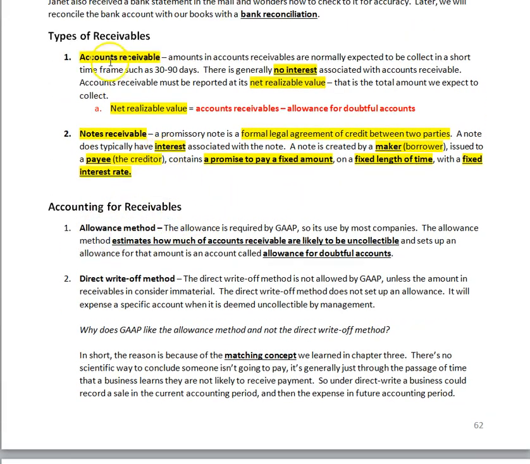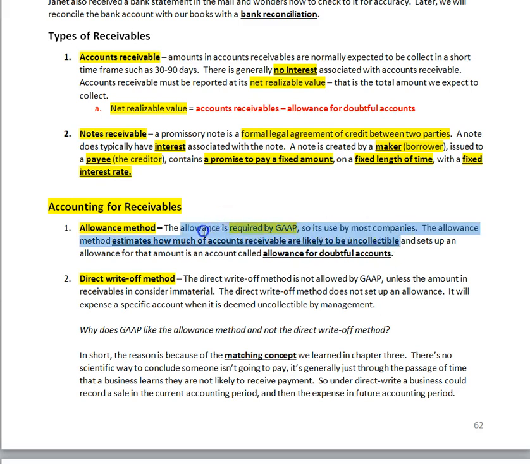All right, accounting for receivables. We're going to start just with accounts receivable. We're going to talk about notes receivable later. Under accounts receivable, we have two methods to account for the receivables. We have the allowance method and the direct write-off method. This first one is the GAAP method. This is required by GAAP. So if you have large amounts of receivables, this is a method companies have to use. Therefore, this is the one we're going to emphasize the most in this lecture.